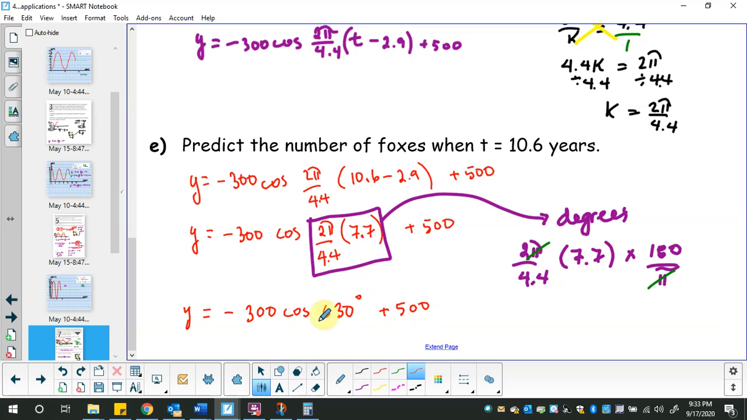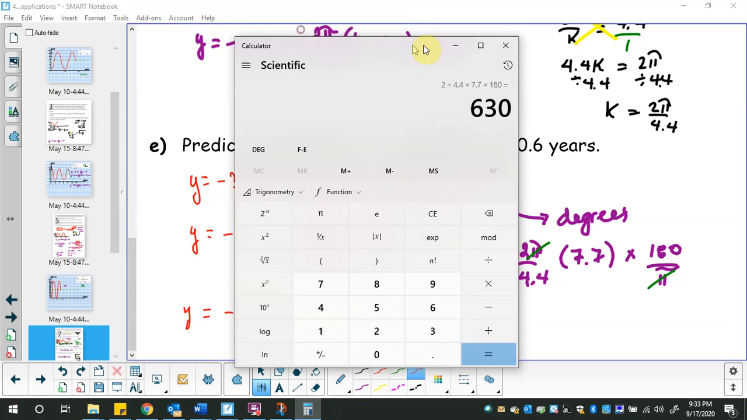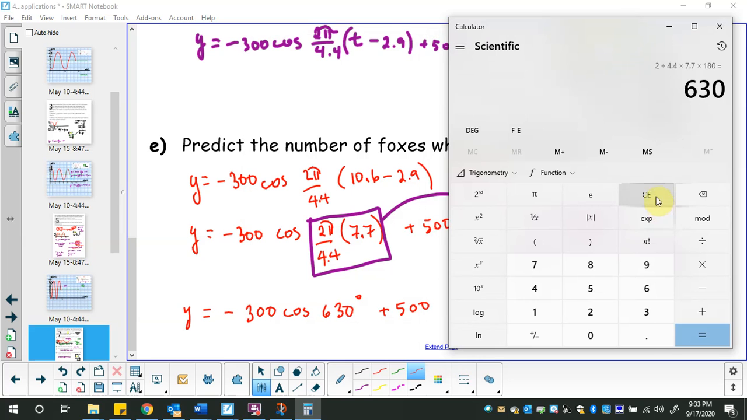Now you could punch all this into your calculator if you wanted to. So if you took the calculator out, I'm going to move it over for a little bit so you can see what I'm going to do. Once you get it to that point, it's quite easy. You just put 630 into your calculator and hit cos, or the other way around. There's your answer. Then you can times it by the 300 with the negative sign out front. And then you can follow BEDMAS finally and add 500 and get an answer of 500 foxes. The other option is that you show all your work. Your choice.